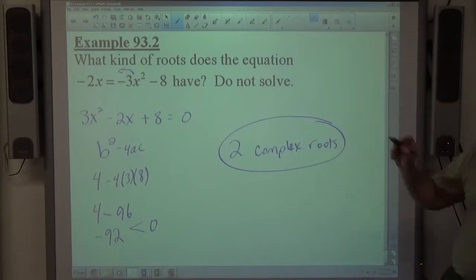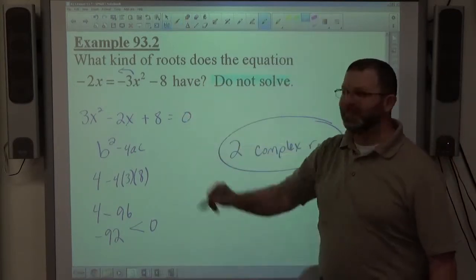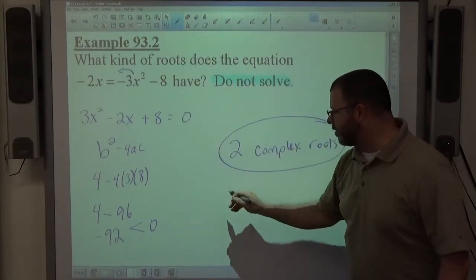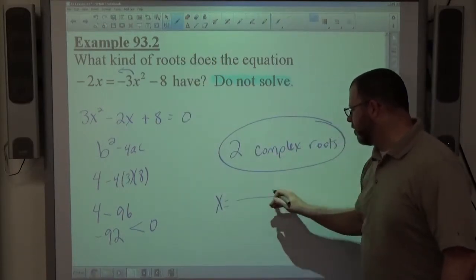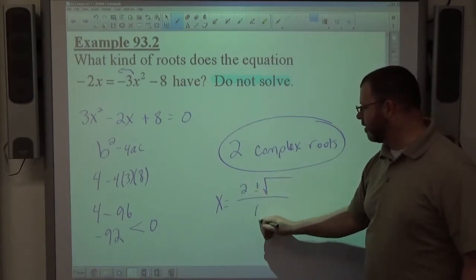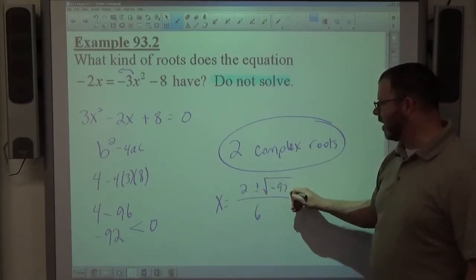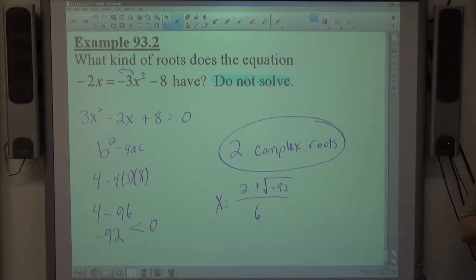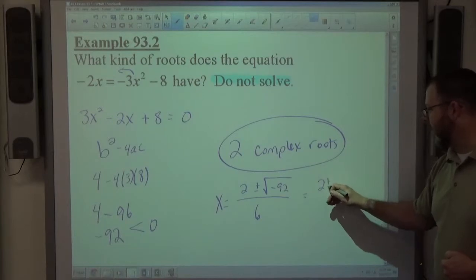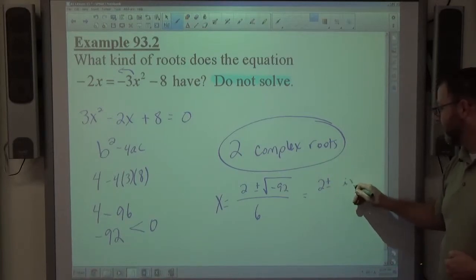In the event they don't have this statement on the problem, go ahead and solve it anyway, right? Notice if I wanted to solve it at this point, x equals, I've got this structure, right? Minus b is 2, 2a is 6, and b squared minus 4ac is negative 92. Not that hard to write the answer. I do need to fix it, right? 2 plus or minus, I've got an i I can take out of that.